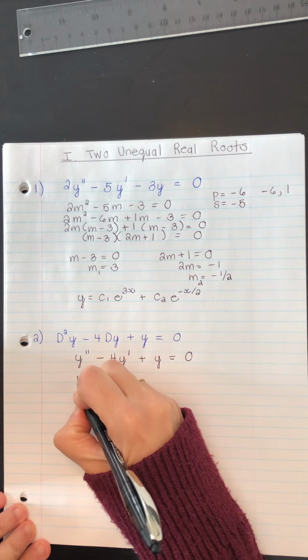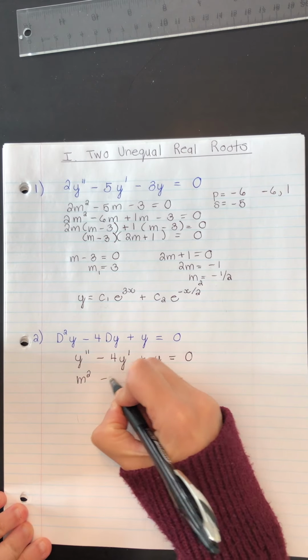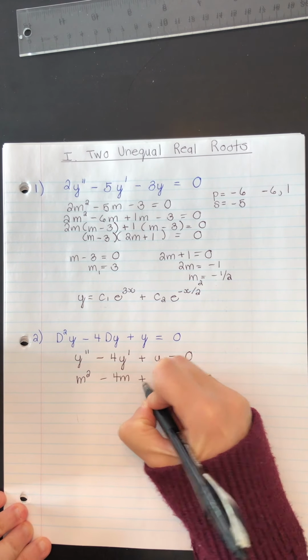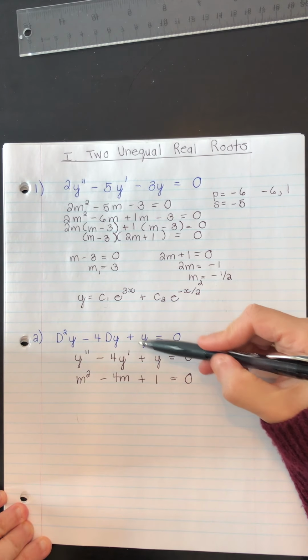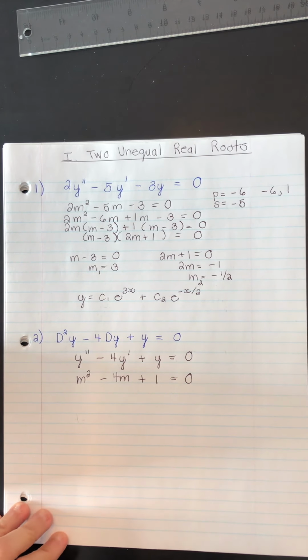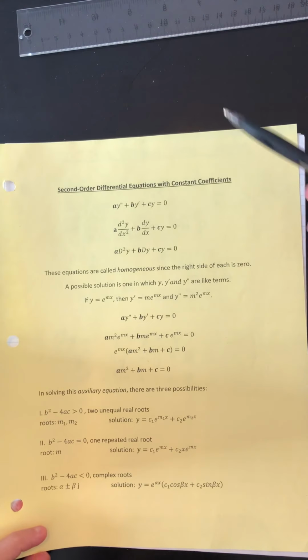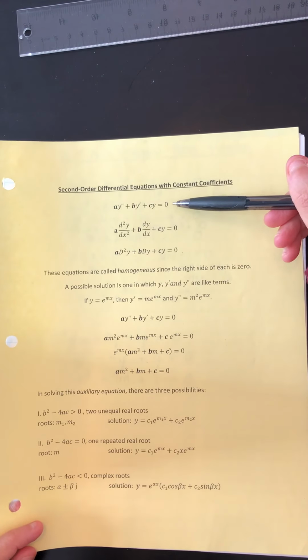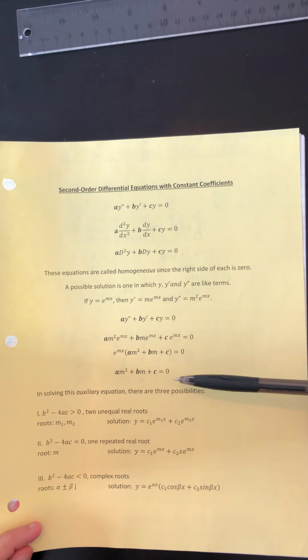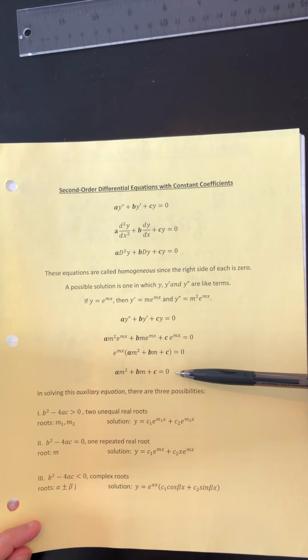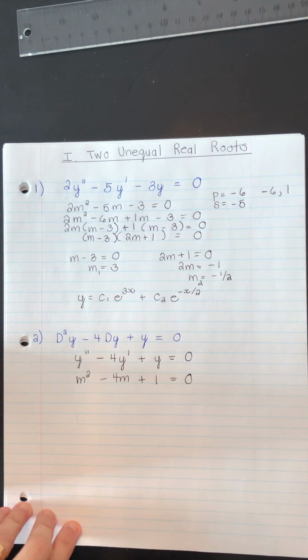The auxiliary equation is this one, m squared minus 4m plus 1 is 0. 1 is the coefficient of y. Okay, so what I did was I took it from this form and wrote it in this form first, but that step is optional. And then I wrote this required auxiliary equation.